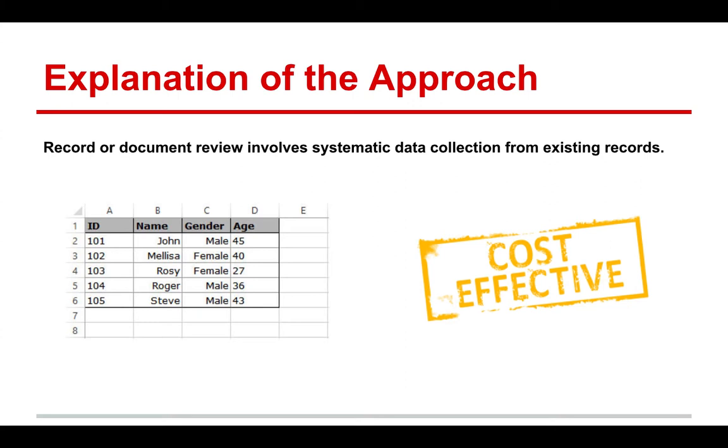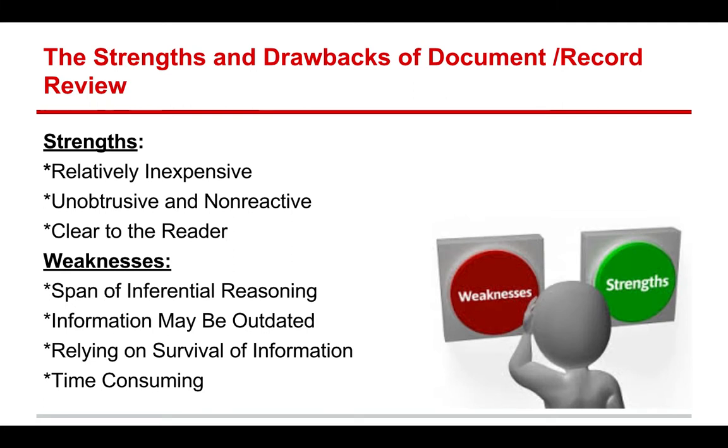This approach takes advantage of existing data, making it easier to gather the data in question since it is already available. This approach is one of the most cost-effective because the data is already accessible. One of the strengths of the document record review approach is that it is an unobtrusive method because the data has already been gathered and it is already available for your review.